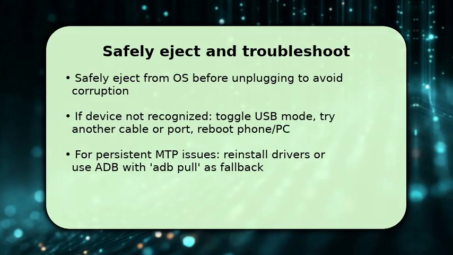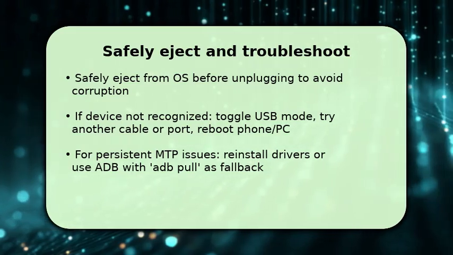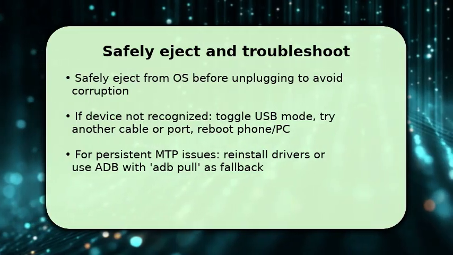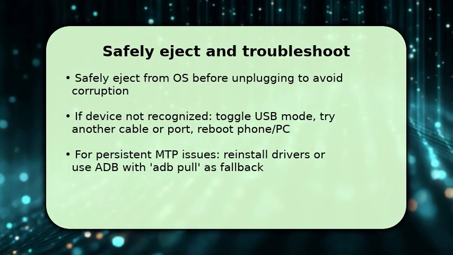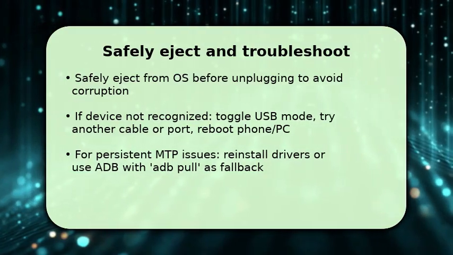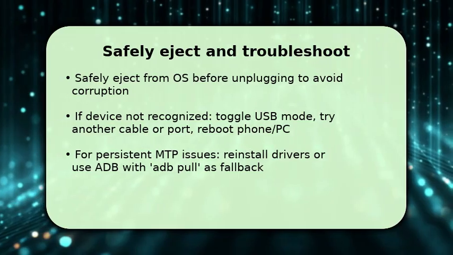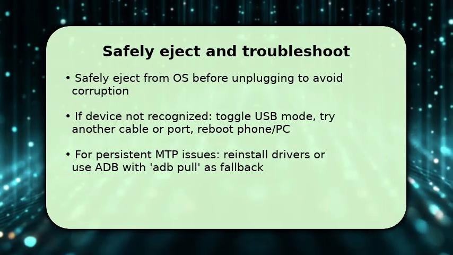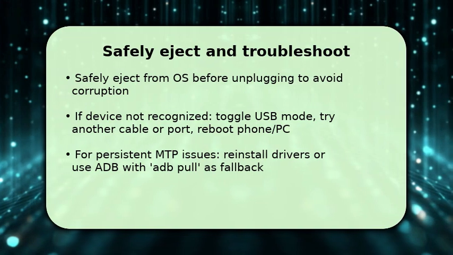If the computer doesn't see the phone, toggle USB mode, try a different cable or port, and reboot both devices. Those quick steps fix most issues. Make sure drivers are up to date on Windows or install Android File Transfer on Mac. If things still fail, use ADB and the ADB pull command to copy files as a last resort workaround.